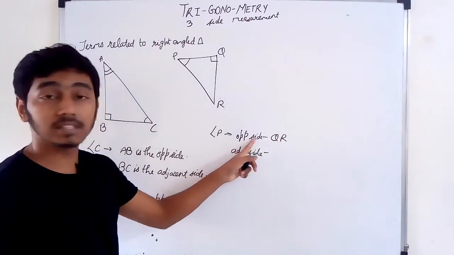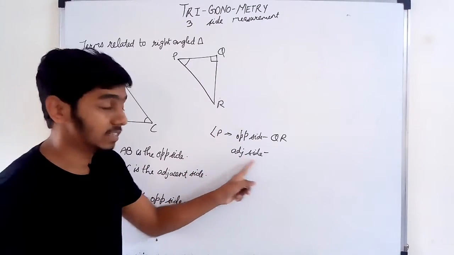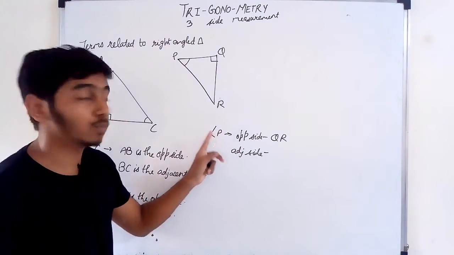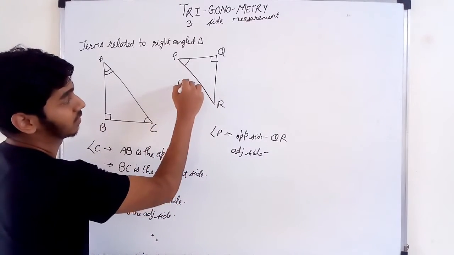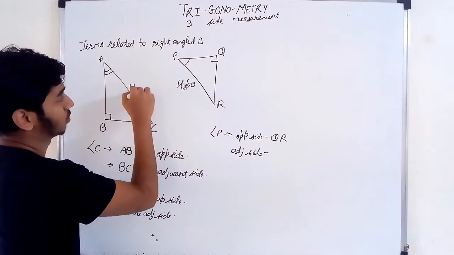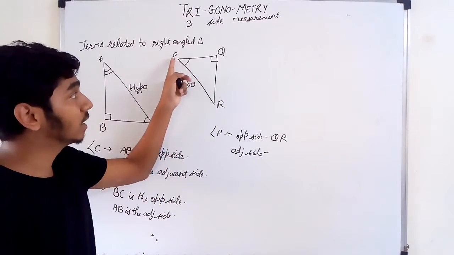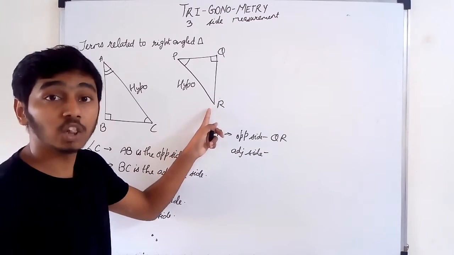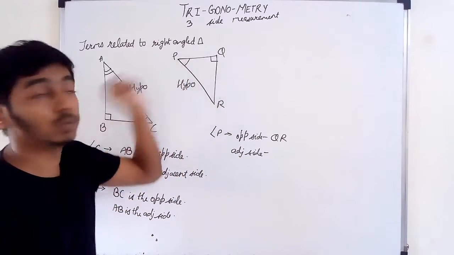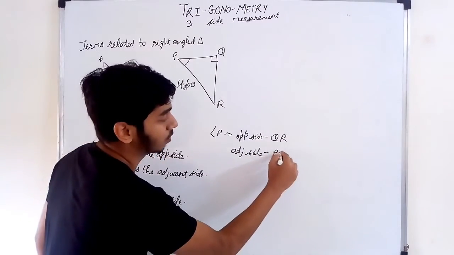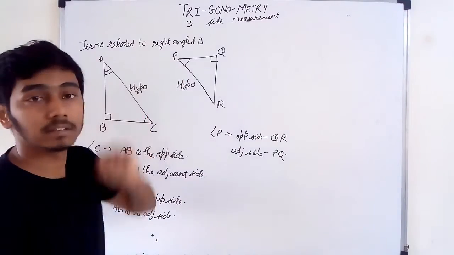So QR is the opposite side for angle P. And for the adjacent side of angle P, which one is it? If you see, this is the hypotenuse. Let's write it here also: hypotenuse. So can I say PR is the adjacent side? No, because it's the hypotenuse. So which other side is remaining? PQ. Therefore, PQ is the adjacent side for angle P.